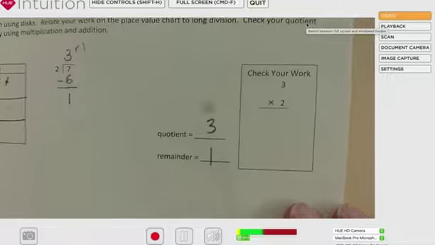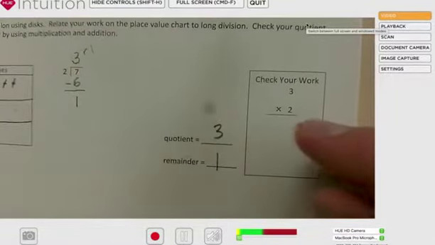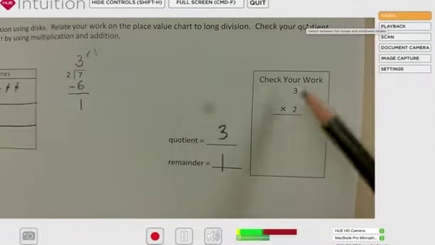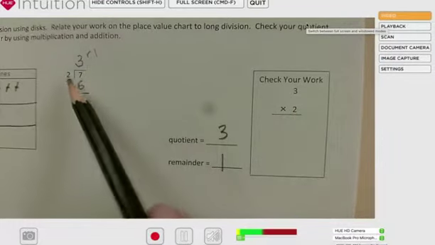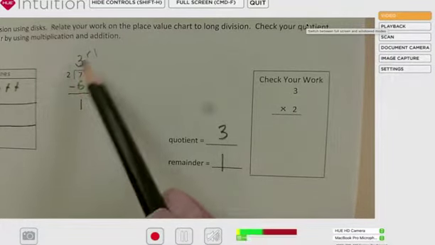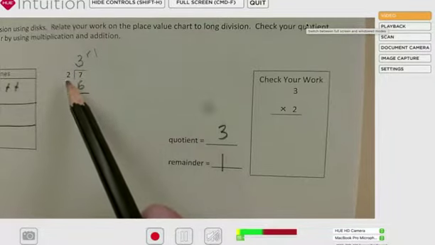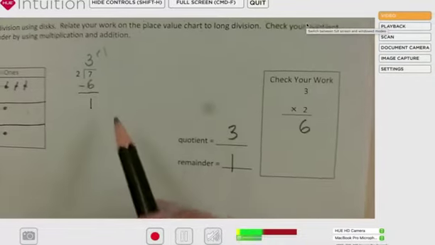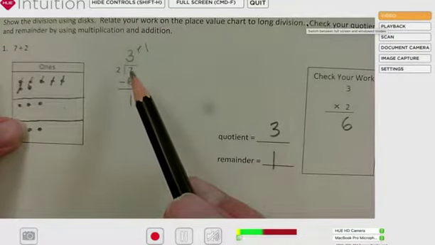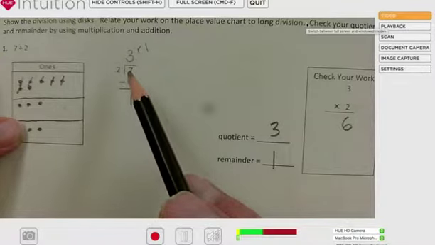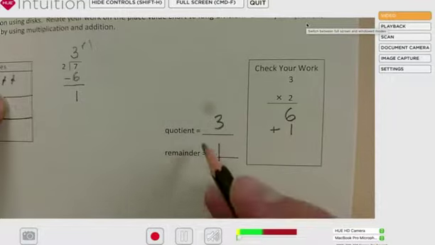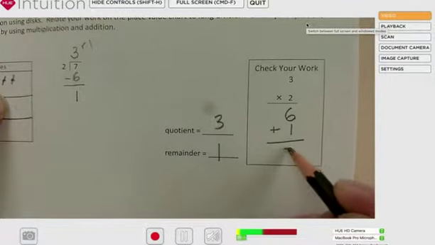Oh, but we're not done. Because now we have to use multiplication, which is the opposite of division, to check our work. Okay? 3 times 2. Why 3 times 2? Because you're multiplying these 2 numbers together, the quotient and the divisor. Obviously, that's 6. But our dividend wasn't 6. Our dividend was 7. But if you add 1 to this, which is our remainder, you get the 7.